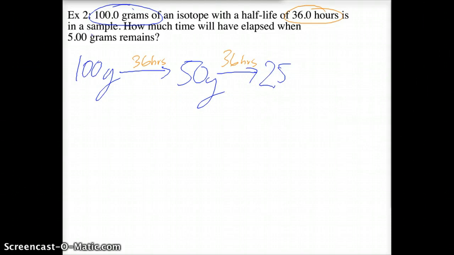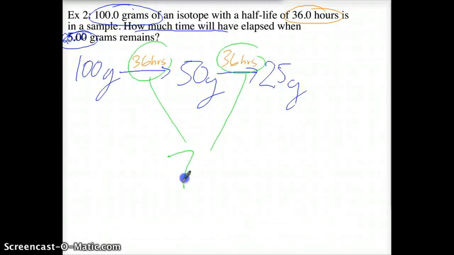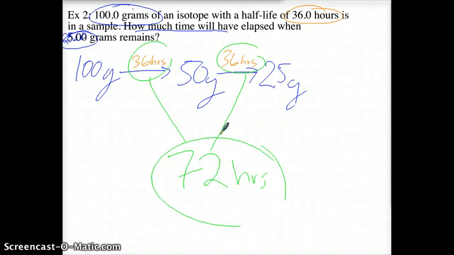How far do we need to go? We need to get until we get to 5 grams left. So 25, and I apologize, there's a slight typo. This should be 25 grams. There should be 25 grams remaining. So what we can see here is we've gotten to 25. Now we got to figure out how much time will have elapsed. How long did this take? Well, this step took 36 hours. This step took 36 hours, so the total amount of time is 72 hours. So there's the concept of half-life. Review these two problems, see if you know how to do them, and move on from there.